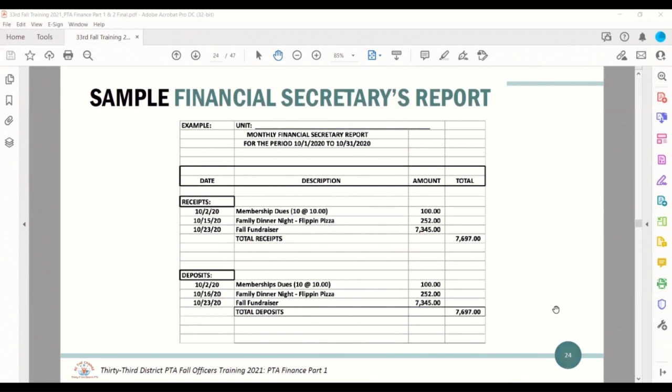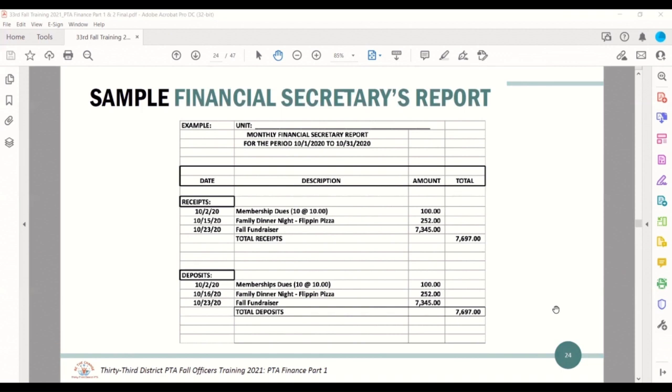So we're going to go on to the next slide, which is an example of a financial secretary's report. Some PTAs will have a financial secretary and a treasurer, and some only have treasurers. So if you're a unit or a council that only has a treasurer, then understand that the financial secretary's duties that we're presenting here also would belong to the treasurer. The financial secretary's report is going to include the itemized listing of receipts, the itemized list of deposits, and then depending on how your financial secretary's duties are set up at your PTA, possibly an itemized listing of authorizations for payment. And that's if those duties have been assigned to the financial secretary.